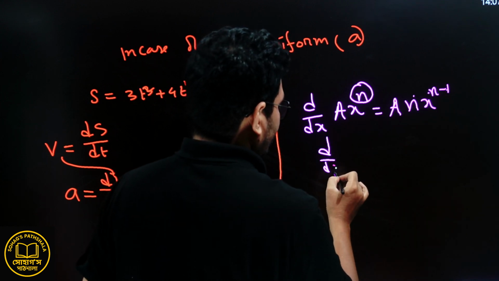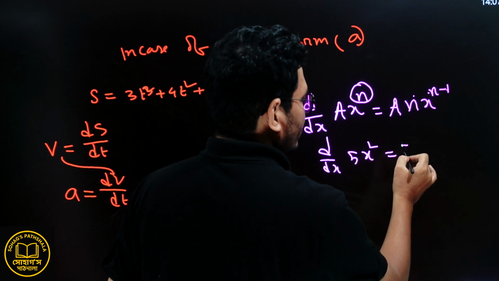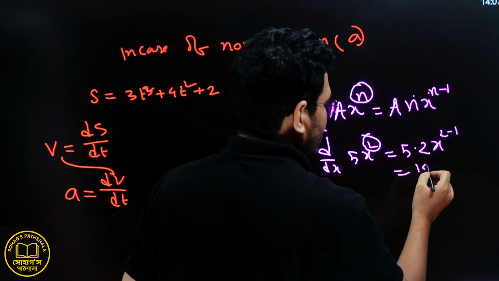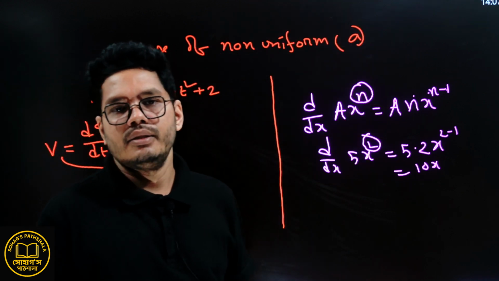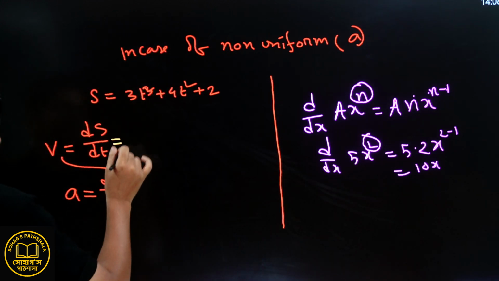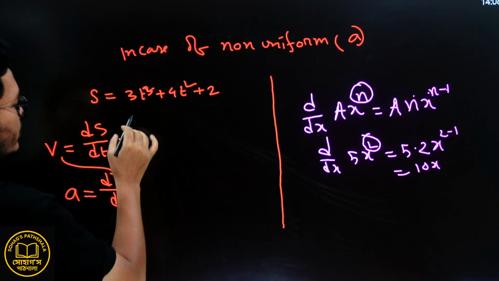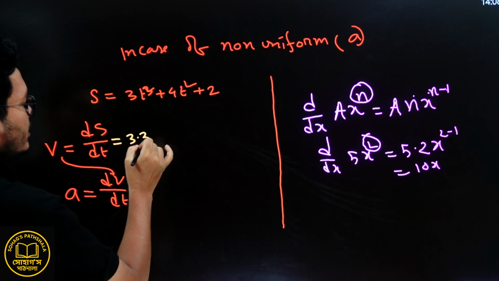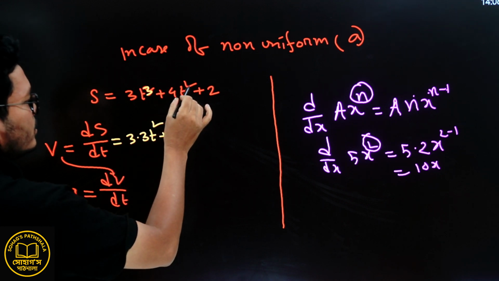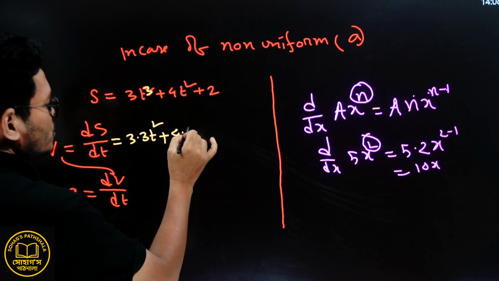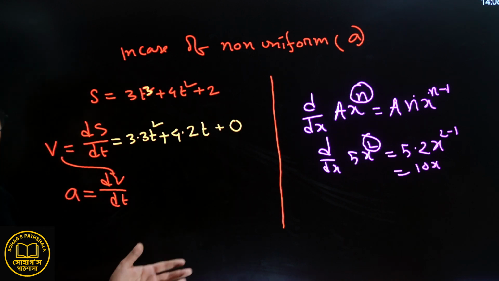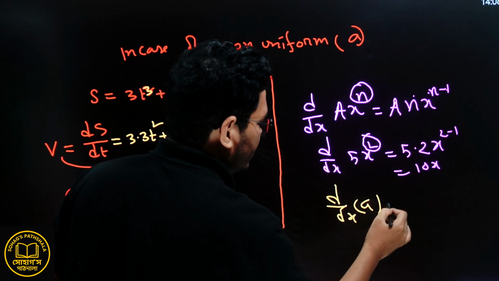For example, d/dx of 5x square. So 5 will come first, and then the power of x is 2. So 5 times 2 x to the power 2 minus 1. That means 10x is the result. That is how we conduct differentiation. So let us apply the differentiation here. What is that? Here, d/dt, right? So d/dt of 3t cube. 3 will come first, and it will be 3 times 3 t square, and plus the 4, and then 2 will come first. That is 2t to the power 2 minus 1, that means 1, and d/dt of a constant is 0. Differentiation of a constant, like d/dx of a, equals 0.